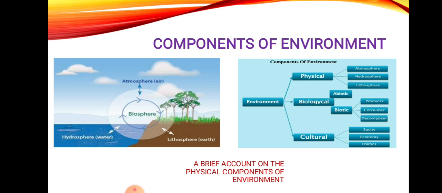Then the cultural environment can be divided into three types: society, economy and politics. Society plays a major role because the environment influences many factors on the society, as well as the economy of the people. Those who survive in a particular environment can be decided by that environment. Then politics. The political system influences the growth and development of the people in a particular environment. So in cultural there are three categories.